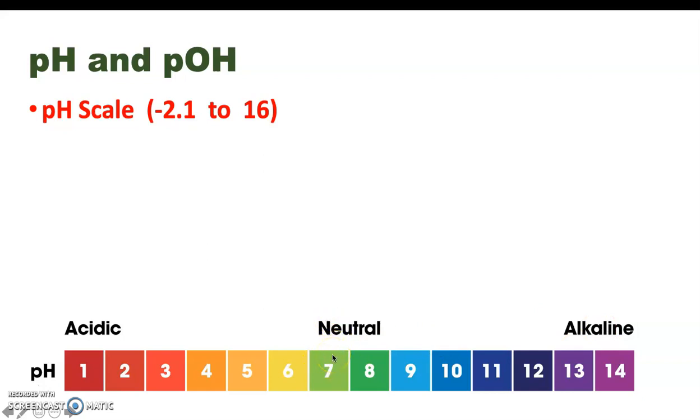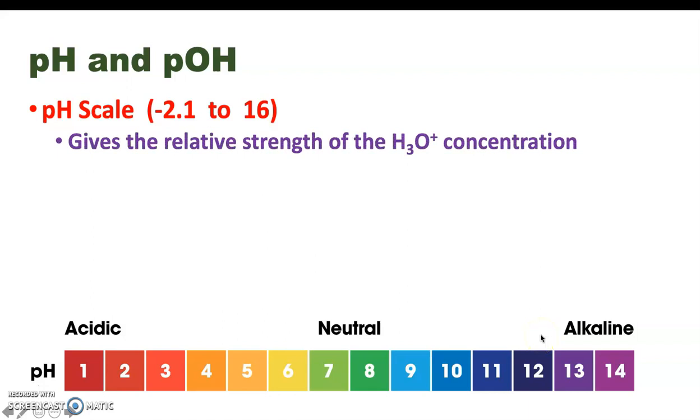7 is water. But there are some really strong acids that actually kind of break the scale and go past 1. So they'll go to 0 and actually negative numbers. And there are some bases that can go past 14. What the pH actually is, it tells you how much H plus is in solution, or H3O plus. H plus and H3O plus are the same thing for this class. That's what we'll call it.